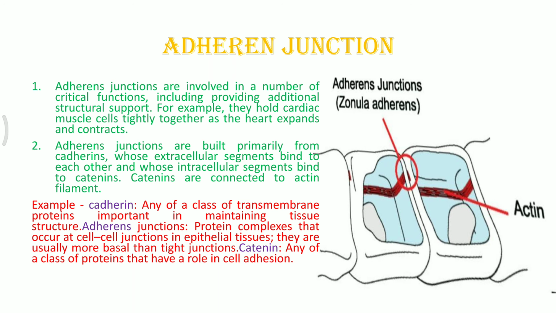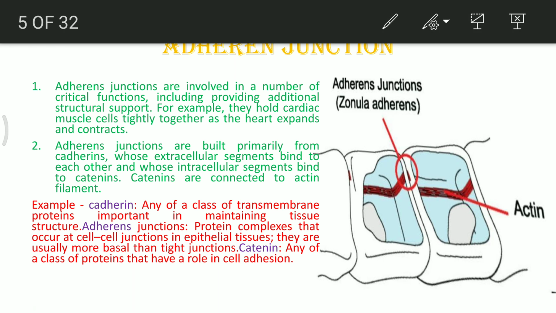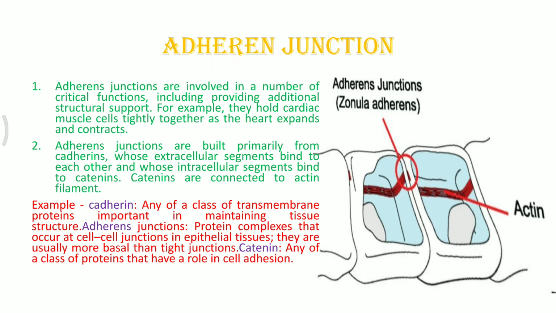Catenin is another class of proteins that has a very important role in cell adhesion. So you can see these red patches, which are known as zonula adherens, and they help in connecting two cells together.